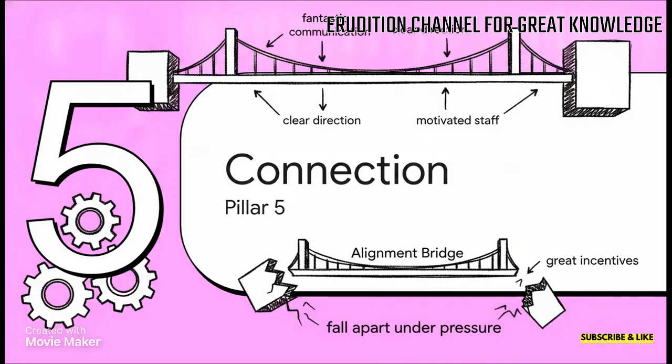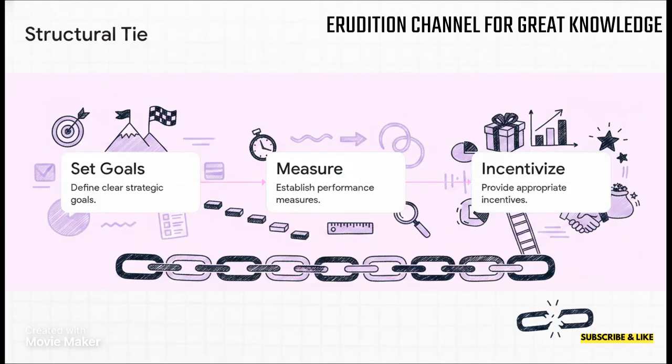And finally, pillar number 5, connection. Think about this. You could have fantastic communication, crystal clear direction, super motivated staff, and great incentives. But if they aren't tied together structurally, your alignment bridge is going to fall apart under pressure. You have to build a straightforward connection.